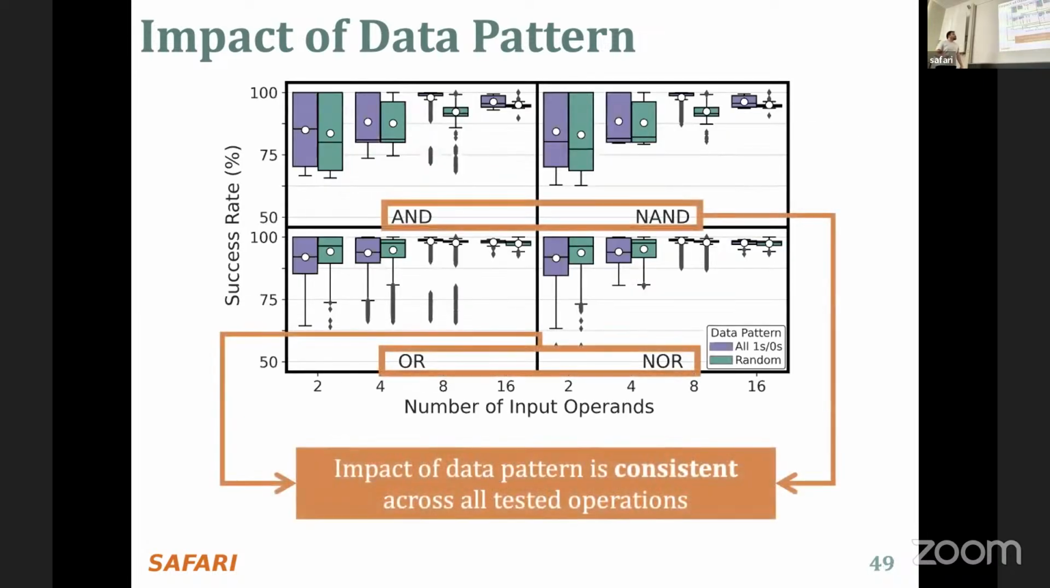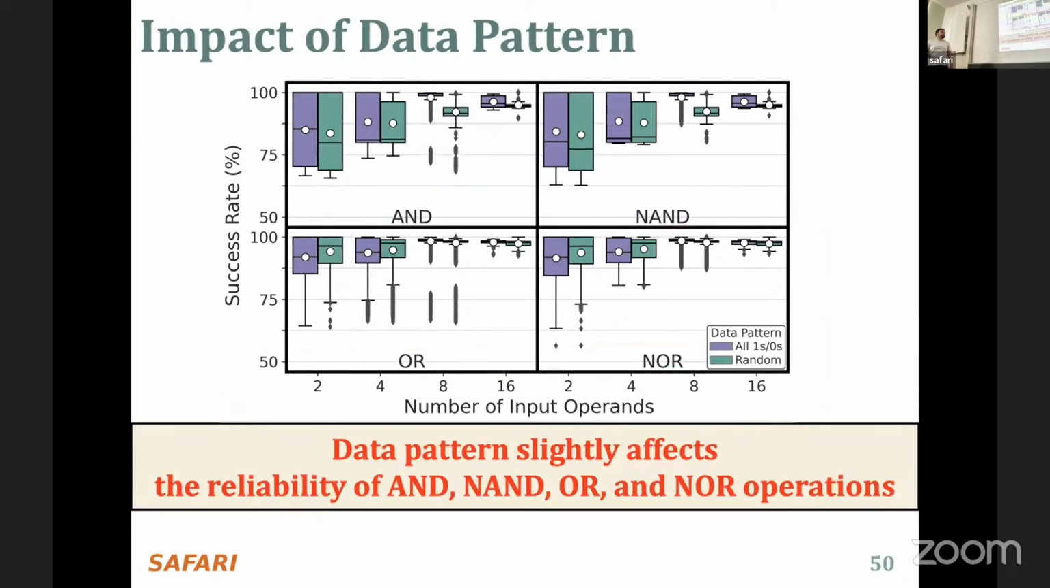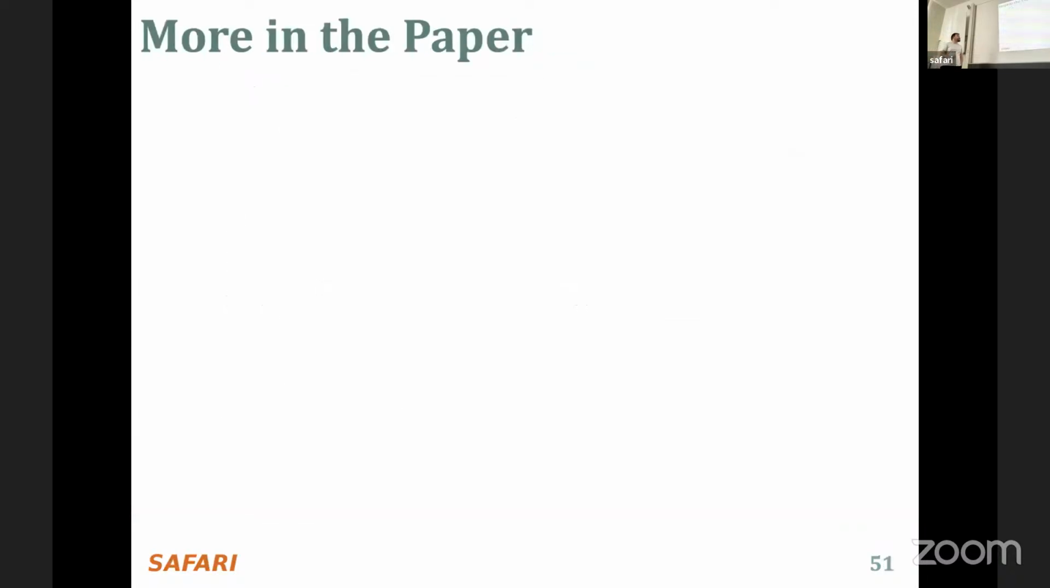And for the other operations, the trend is the same. The impact of data pattern is consistent across all tested operations. And we conclude that data pattern slightly affects the reliability of AND, OR, and NOR operations. And you can find the following in more detail in the paper.